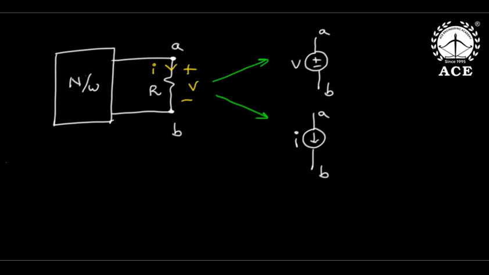But I'm never saying they are sources. I'm saying these are still sinks only, because it is a passive element. Here current is entering positive, here also current is entering positive. So any passive element can be substituted in terms of its equivalent voltage or current and vice versa. Vice versa means similarly a voltage or a current can be substituted in terms of resistance.